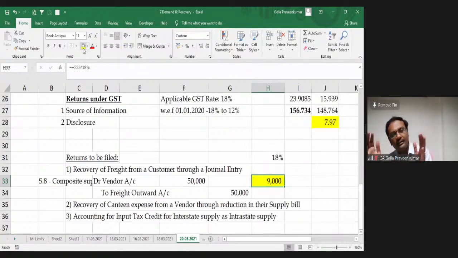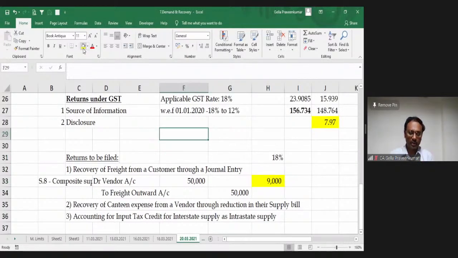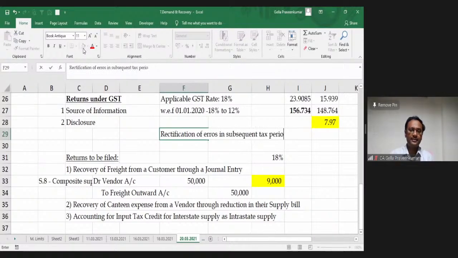Under erstwhile VAT laws, under erstwhile service tax laws, we had an option to revise a return. ST3, once I file, I can revise my ST3. VAT, I can revise my VAT return. But unfortunately, neither in Central Excise nor in GST is this concept of revision there. That's why they've brought in this aspect called rectification of errors in subsequent tax periods.